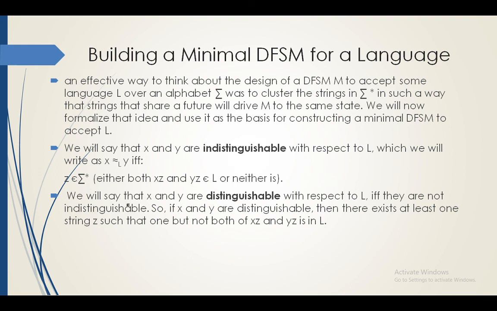We say that x and y are distinguishable with respect to L if and only if they are not indistinguishable. That is, there exists at least one string z such that one but not both of xz and yz is in L. We will see the clear definition of indistinguishable and distinguishable in the next classes, and how to construct a minimal DFSM for a given DFSM. We will see the steps in our next video.